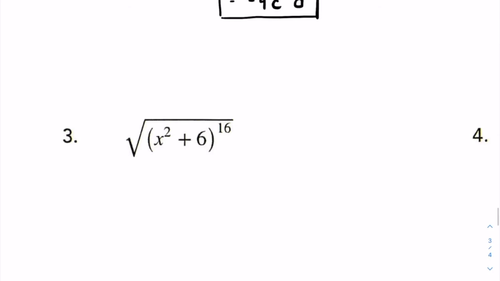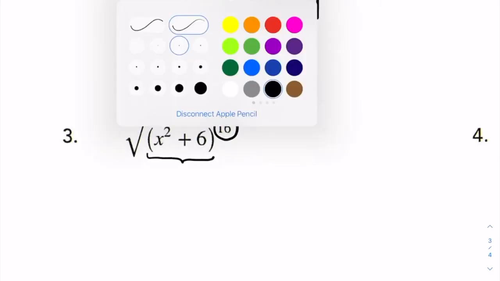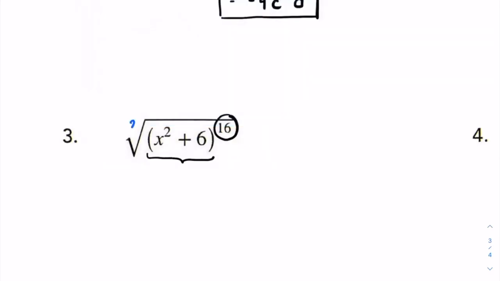All right, number 3, this one looks a little different because now we have an expression. Just remember from past content that we've learned, you cannot break this apart because there is an addition sign and the exponent is applied to the whole expression. So we have to look at that expression as one single piece. You cannot simplify each one individually. This is a square root. We don't see the little index of 2, but it does exist. So we have the square root of x squared plus 6 in parentheses raised to the power of 16.